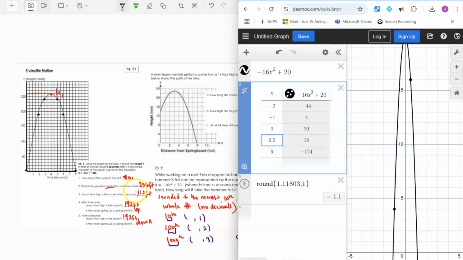So that's how you do projectile motion. Please go ahead and put it in the calculator if they give you an equation. All right, please practice example 2. Let's practice.